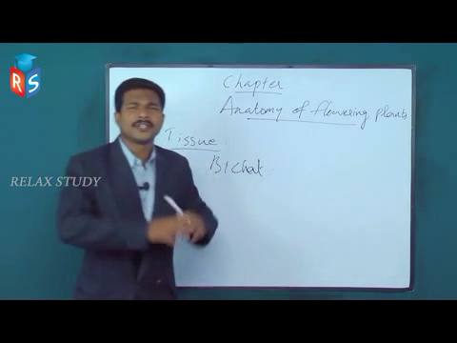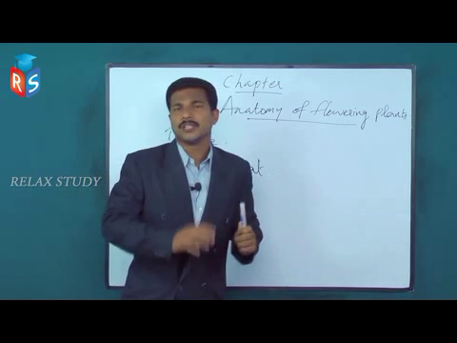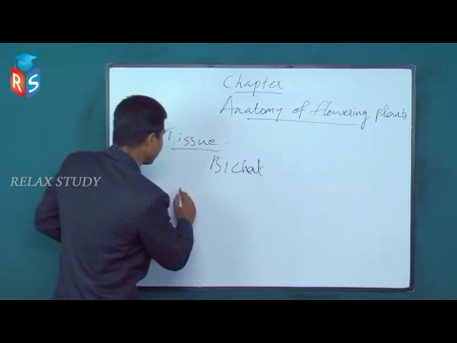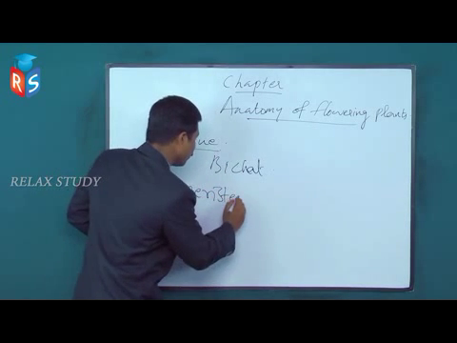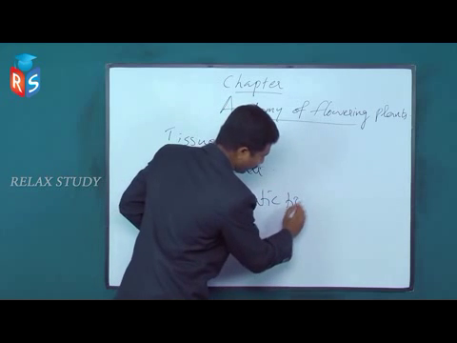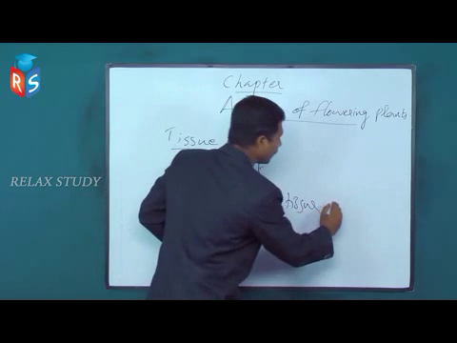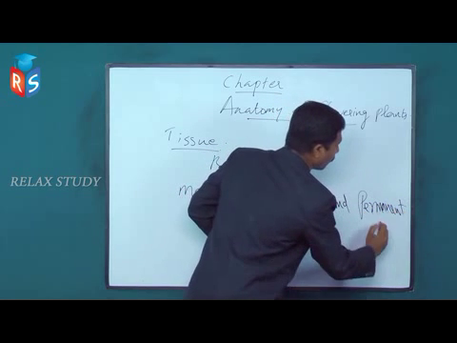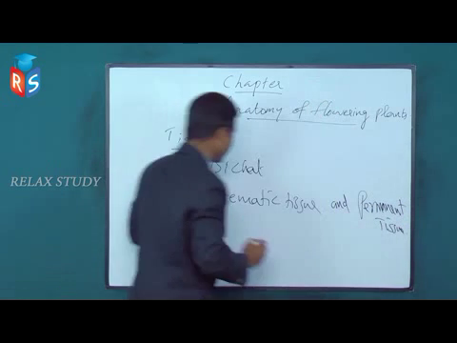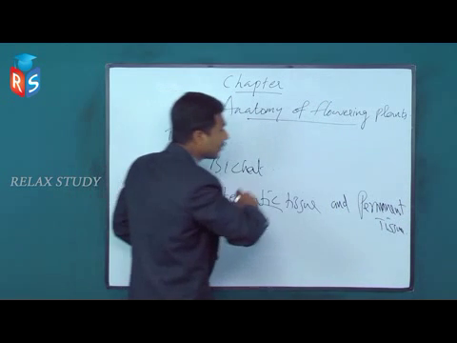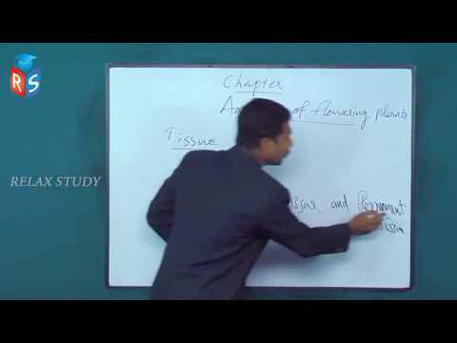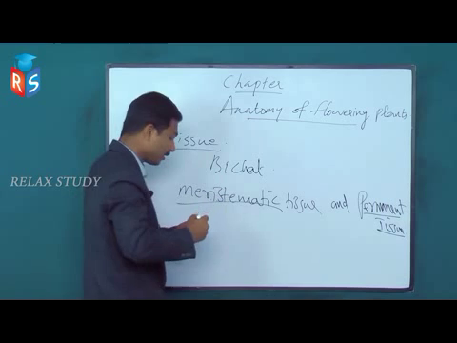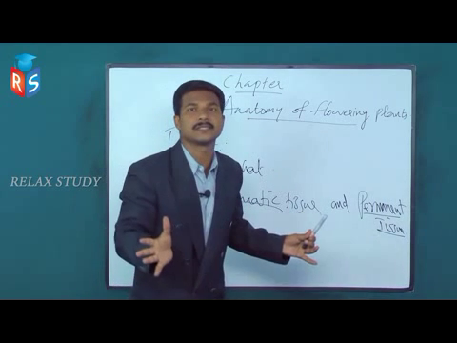Different types of tissue can be seen in the plant body. Generally we can classify tissue into two categories: meristematic tissue and permanent tissue. Meristematic tissue gives rise to the permanent tissue. That means permanent tissues are formed from meristematic tissue. So meristematic tissue is the producer of all types of cells.